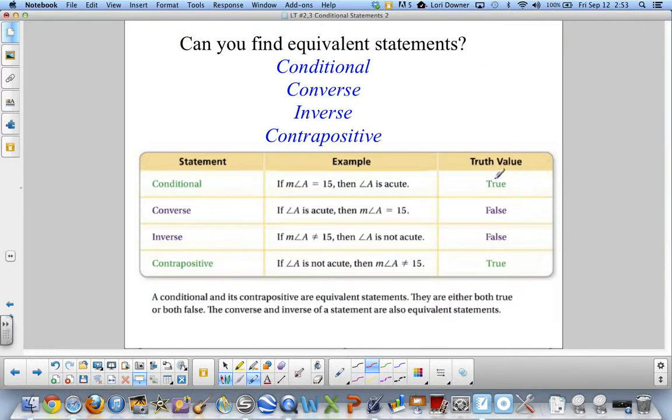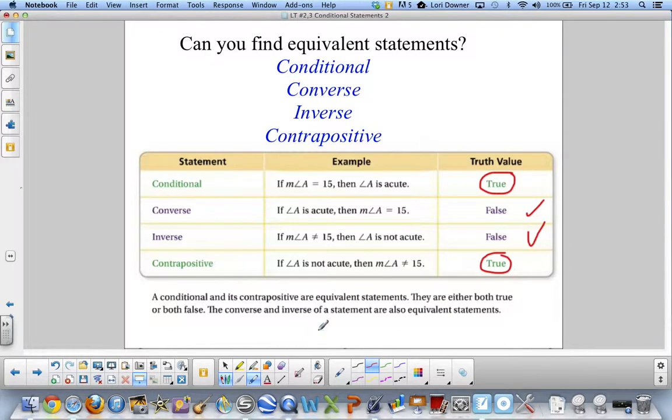So we can see that if we have a conditional that's true, our contrapositive will also be true, and these two will have the same truth value. The converse and the inverse, they're actually equivalent statements written in a different way. So, conditional, converse, inverse, contrapositive. The converse and inverse will always have the same truth value, as will the conditional and its contrapositive. All terms you'll need to know.